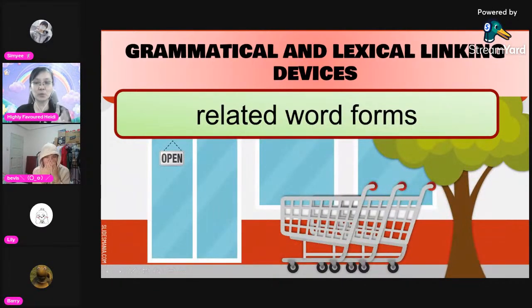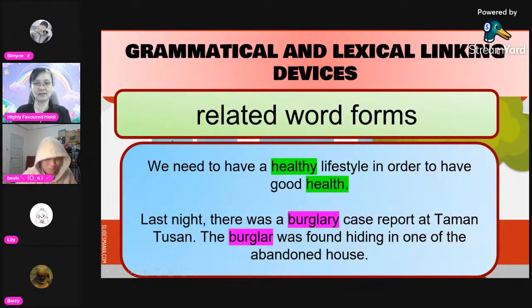Now, related word form. This one I have always asked you all to do. Let's ask who else? Lily, right? Lily's turn. Related word form: we need to have a healthy lifestyle in order to have good health. Last night there was a burglary case reported at Taman Tusan. The burglar was found hiding in one of the abandoned houses.